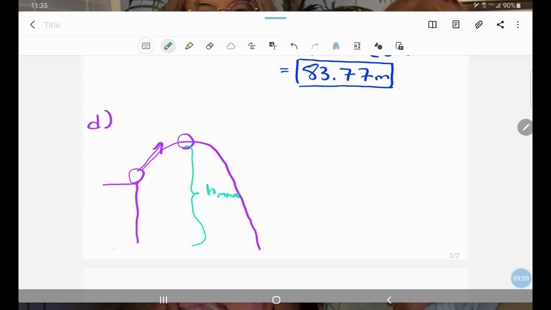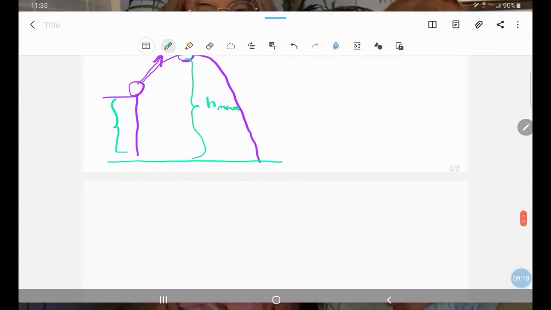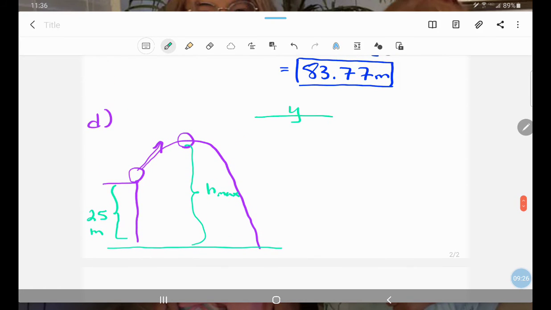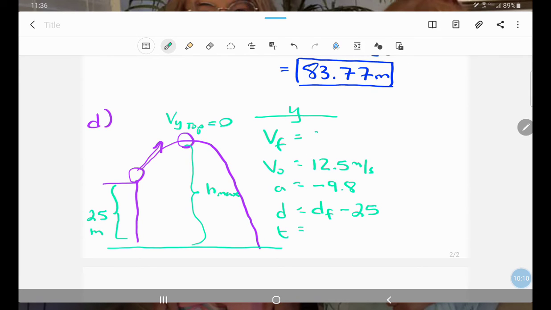Keep in mind, guys, that we're measuring this value from the ground, so we need to recall that the height of the cliff is 25 meters, and not forget about that as we work through this problem. So let's list out our vertical stuff just to remind ourselves. It's in the chart above, but we'll relist it. So initial velocity is 12.5 meters per second. In the y direction, acceleration is negative 9.8. Displacement is a vector. It's final position minus initial position. So d final is what I want minus where I start, which is 25. The time I don't know. I know the total time of flight, but I don't know how long it takes to get to max height, so I'm not going to worry about that. But I do know Vy at the top is 0 because the thing stops moving.